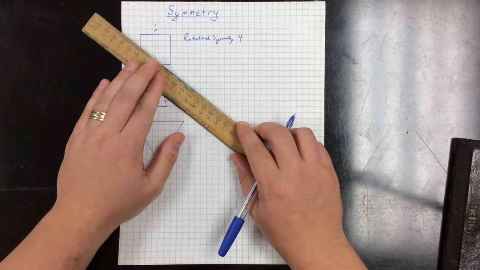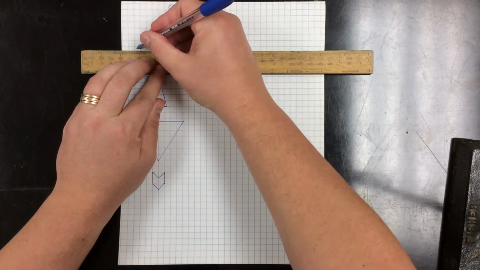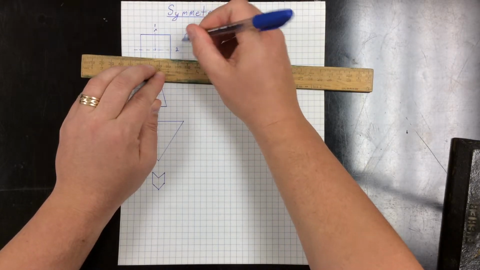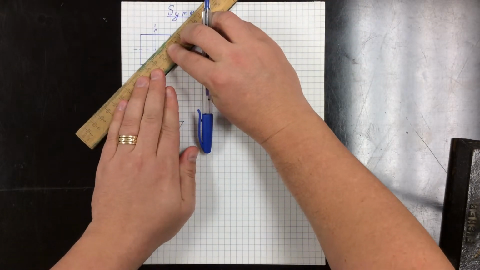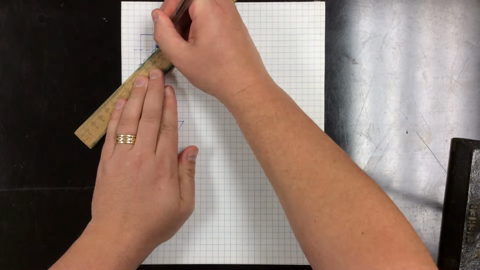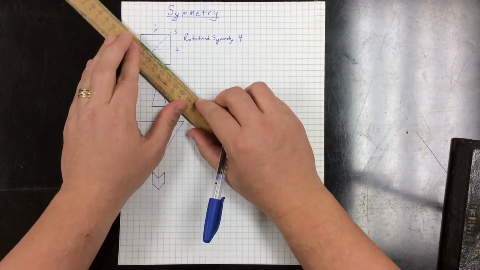Because it's a square, we're going to have another one that goes across this direction. We're also going to have two that go through the angles. So we're going to end up with 4 lines of symmetry in total.